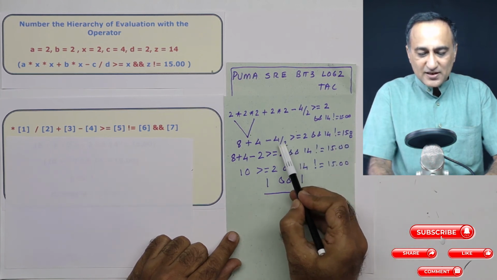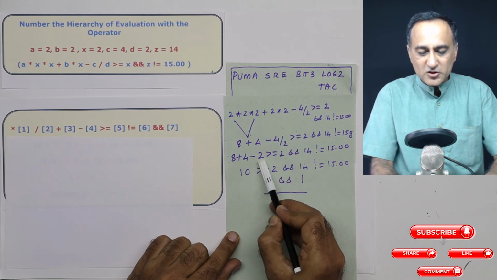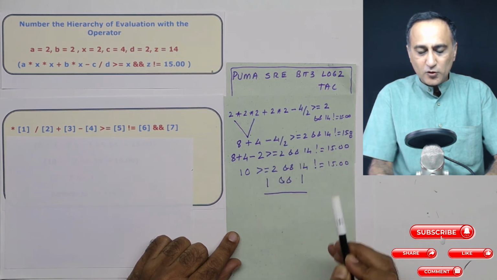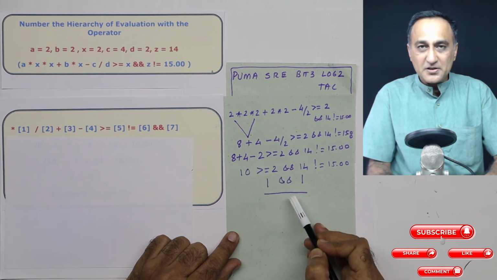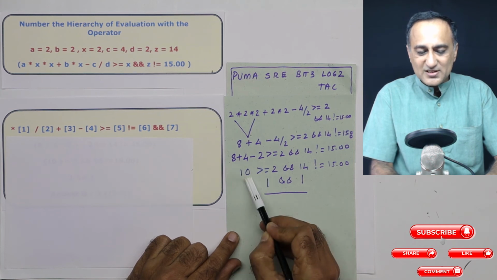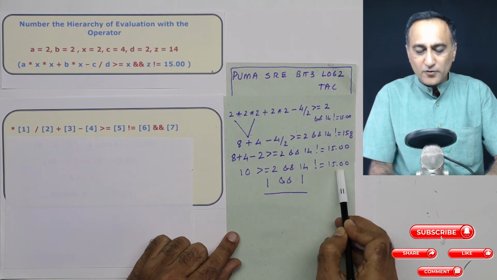Now division has the next priority. So what I am going to do is 8 plus 4 minus 2, since 4 upon 2 is 2, greater than or equal to 2, and logical AND 14 not equal to 15. Now plus and minus have equal precedence, but plus comes before. 8 plus 4 is 12, 12 minus 2 is 10. So 10 greater than or equal to 2, and 14 not equal to 15.